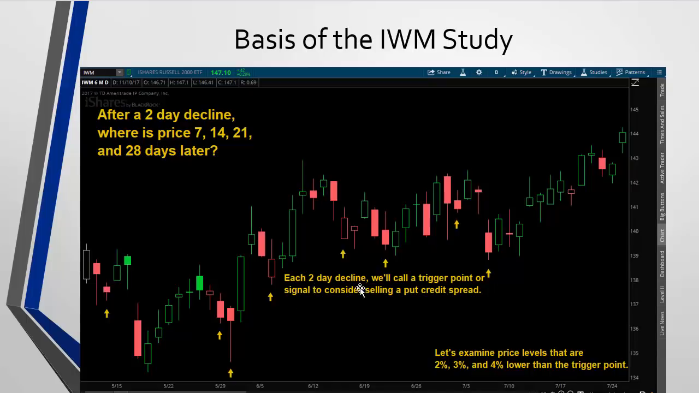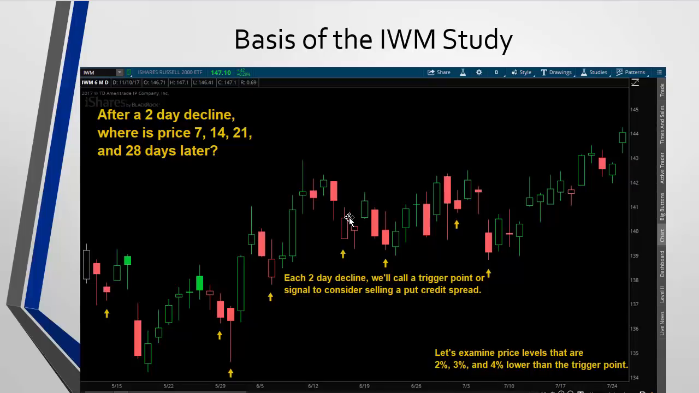Each 2-day decline, we're going to call a trigger point. The trigger point means that's where the 2-day decline was and where we would consider selling a put credit spread. Again, not a complete trading plan, but we're just going to say if we sold a put credit spread here, that's where the 7, 14, 21, and 28 days later thing will come in. When we talk about the trigger point, we're talking about the end of day close.